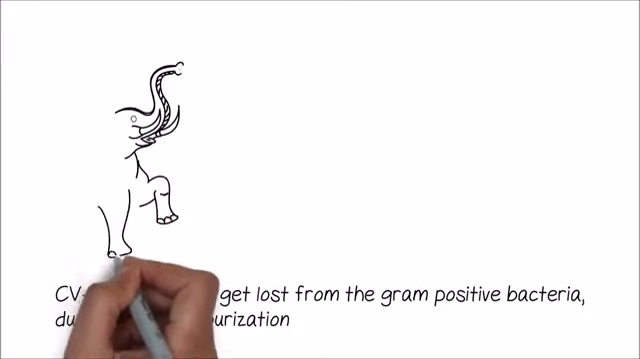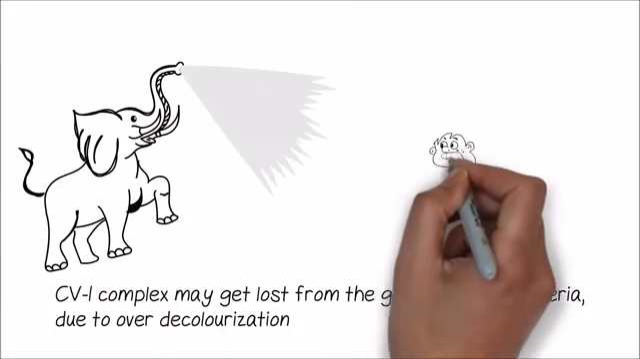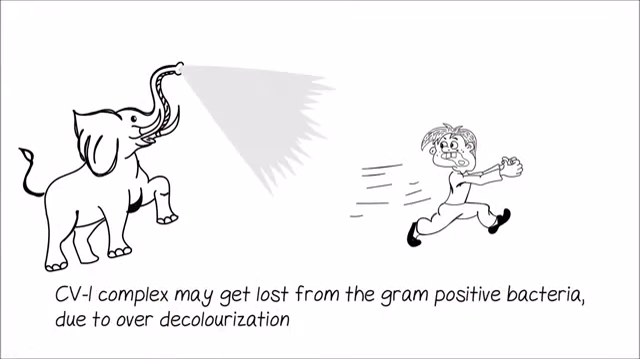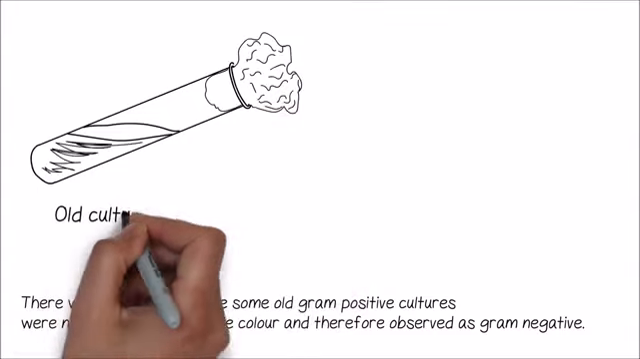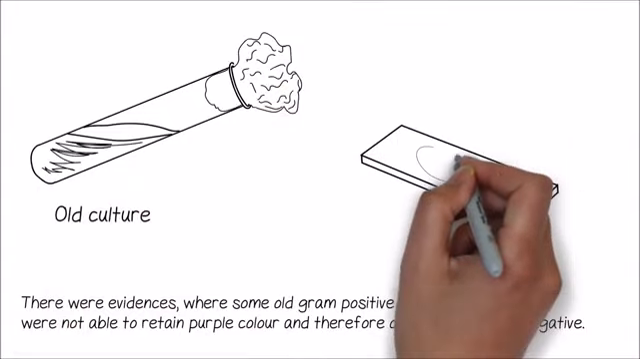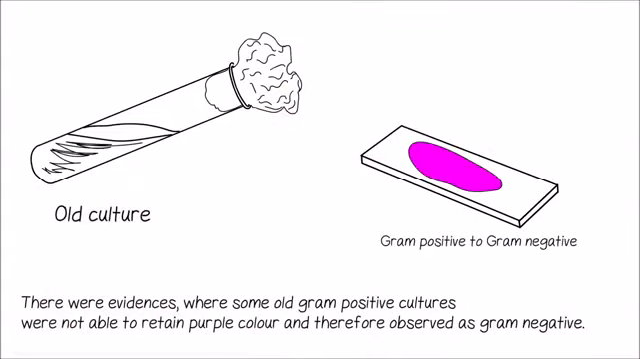The CVI complex may get lost from the gram-positive bacteria due to over-decolorization, which might lead to misinterpretation. There were evidences where some old gram-positive cultures were not able to retain purple color, and therefore, were observed as gram-negative.